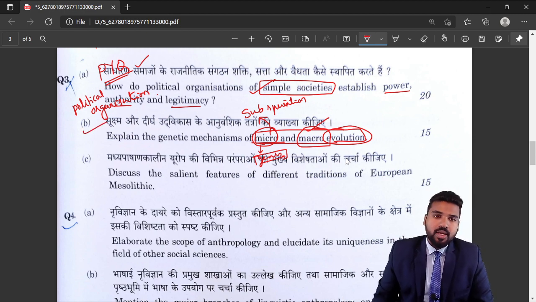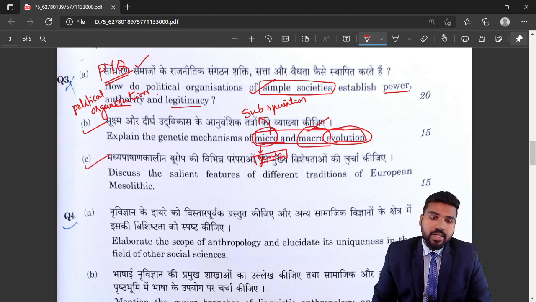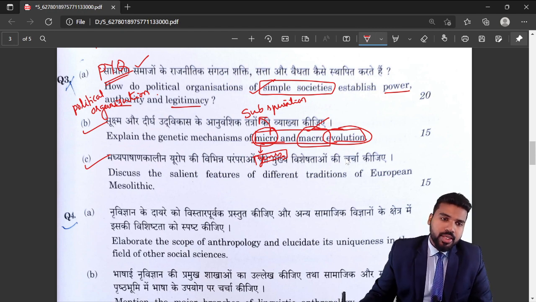Is that clear? Then question number C. Discuss the salient features of different traditions of European Mesolithic culture. See, once again, it is a specific question. You have to look at the Mesolithic period.